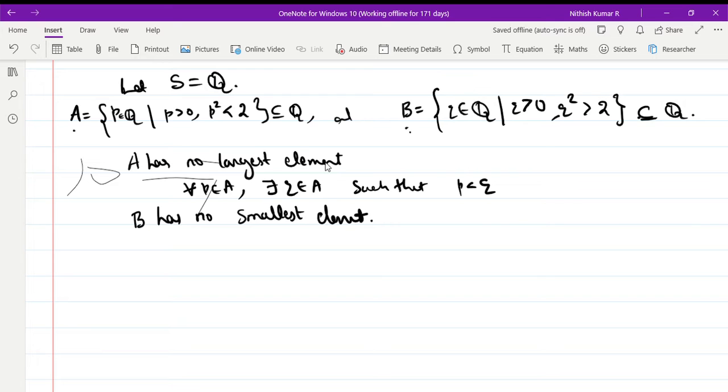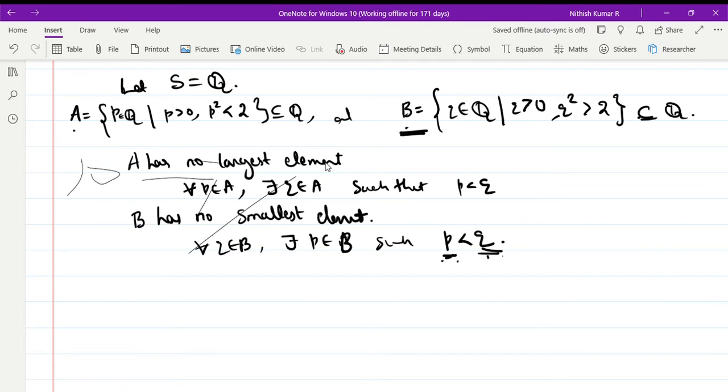Now that means for any q belongs to B, there exists p belongs to B such that p is less than q. That means this B has no smallest element.